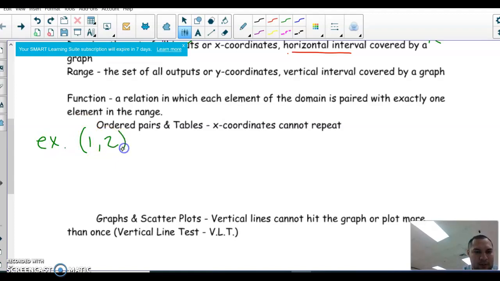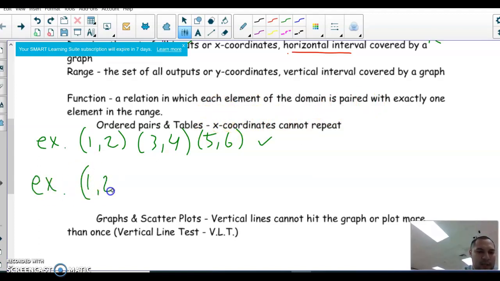So let's just throw something out. 1, 2, 3, 4. So this one is a function. So the 1 is only paired up with the 2, the 3 is only paired up with the 4, and the 5 is only paired up with the 6. So this one is a function. One way of telling is the x coordinates cannot repeat.